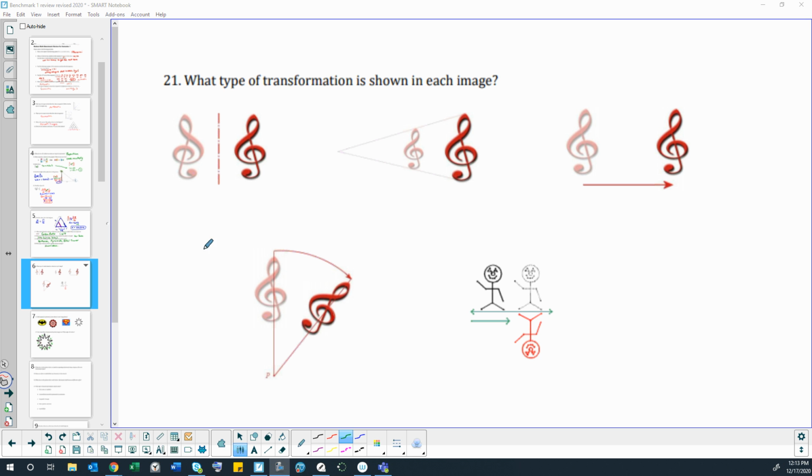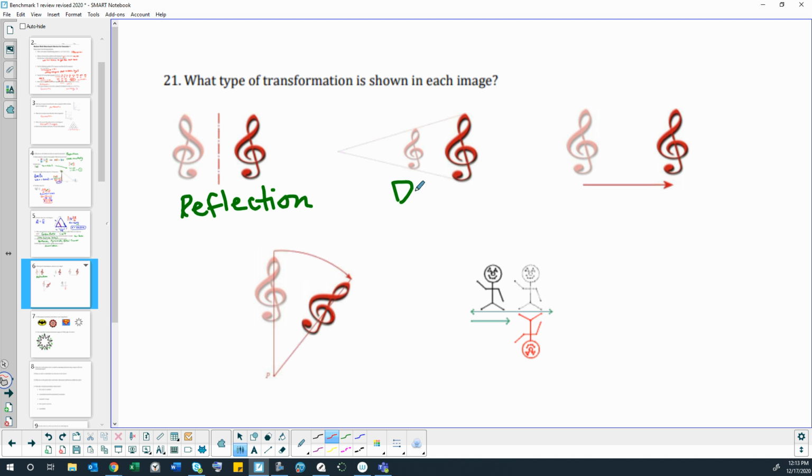All right, we're on our benchmark review. We're looking at examples. So we're looking at these transformations. So this picture is a reflection. It's a mirror image over a line.